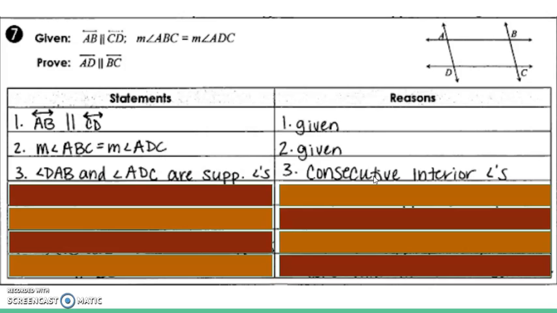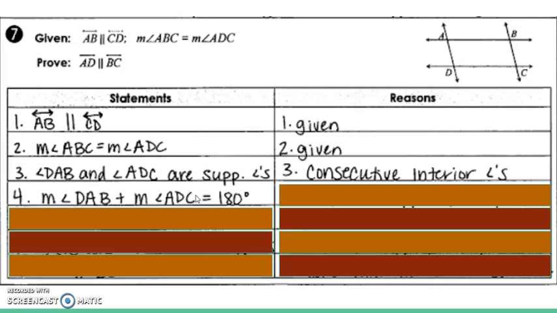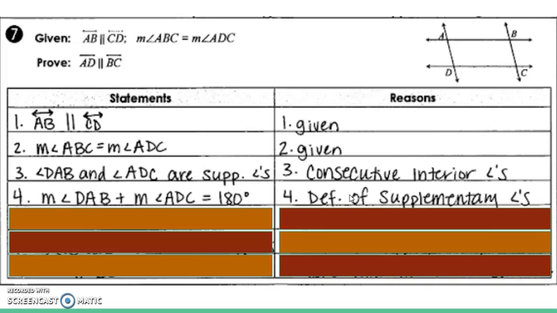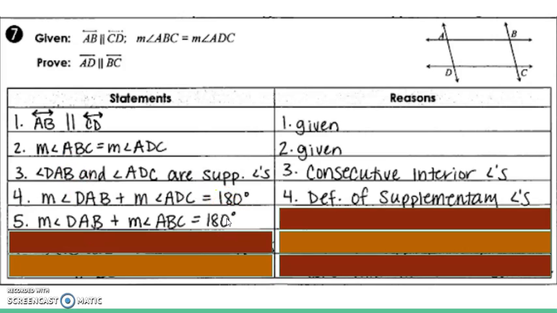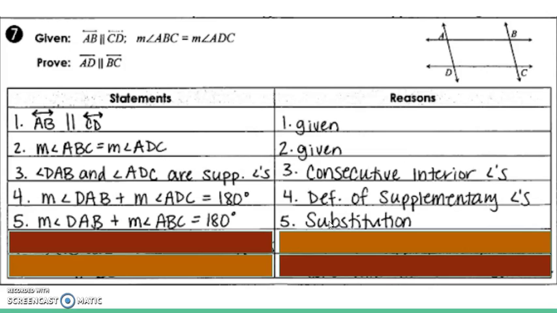Once I know that, I can actually write out what it means for them to be supplementary. So if they're supplementary, that means that the measure of the angle DAB plus the measure of angle ADC equals 180 degrees by our definition of supplementary angles. Just like our last proof, if I have a statement that says that angle ADC is equal to angle ABC, I can use my substitution property and say that the measure of angle DAB plus the measure of angle ABC equals 180 degrees by substitution.